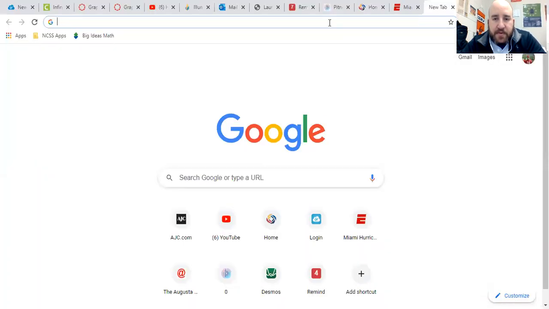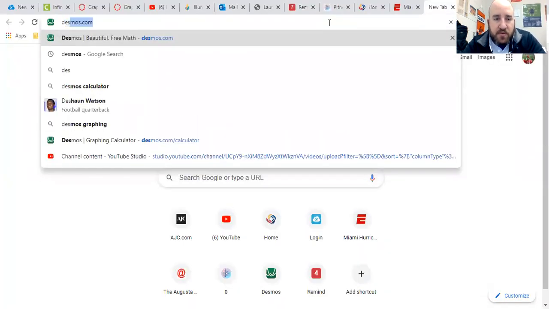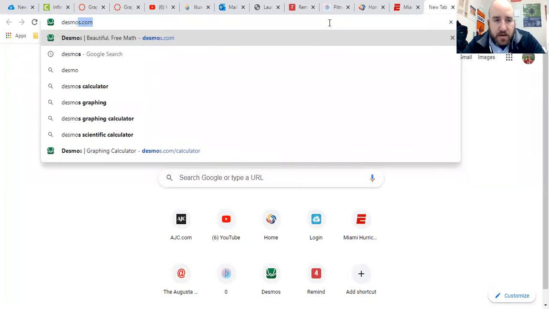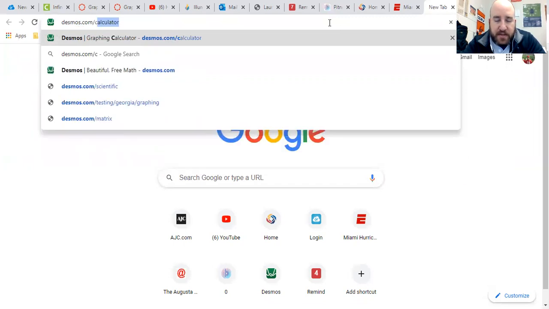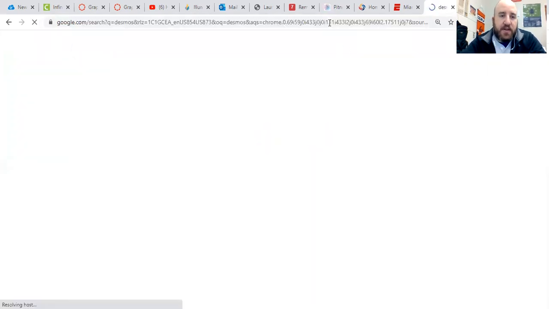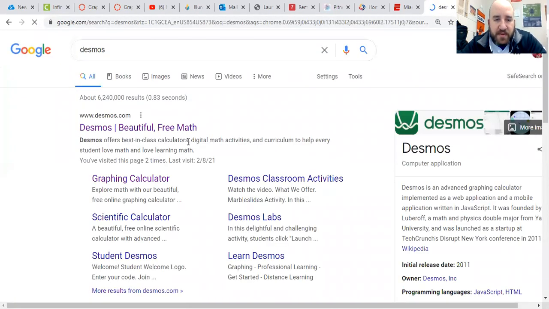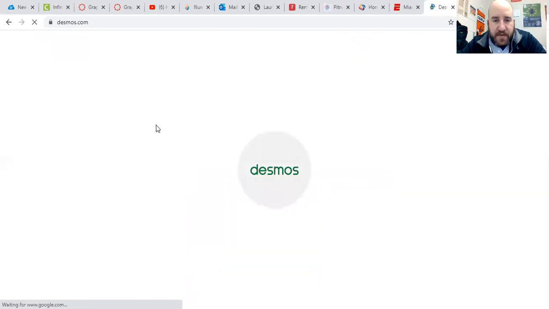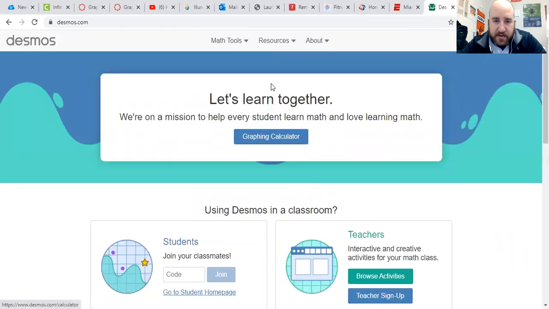If you're on your laptop and doing this, you can go to desmos.com/calculator and it'll take you right to it. If you go to desmos.com, it'll take you to the main website. But even if you just type in Desmos and hit enter, this should be the first thing that pops up. Again, this will take you to the main website. This will take you straight to the graphing calculator. If you happen to click on this, graph calculator's right up here. It's also under math tools.